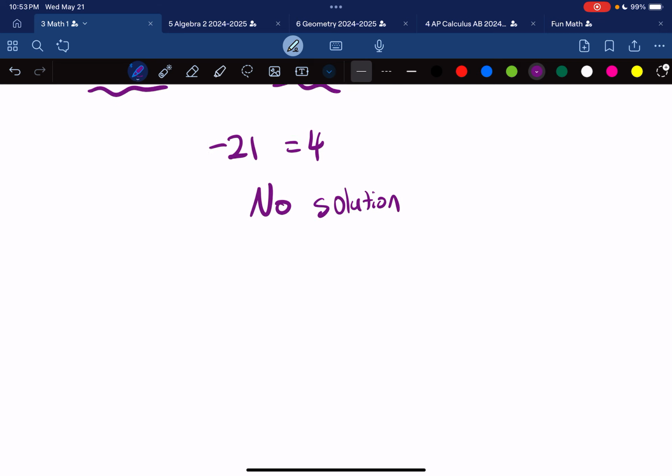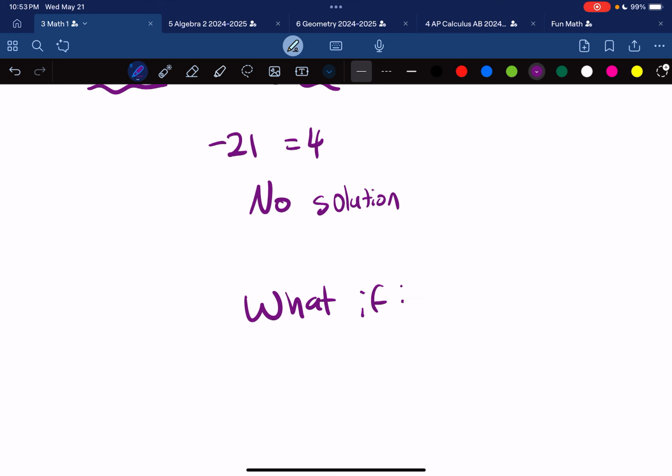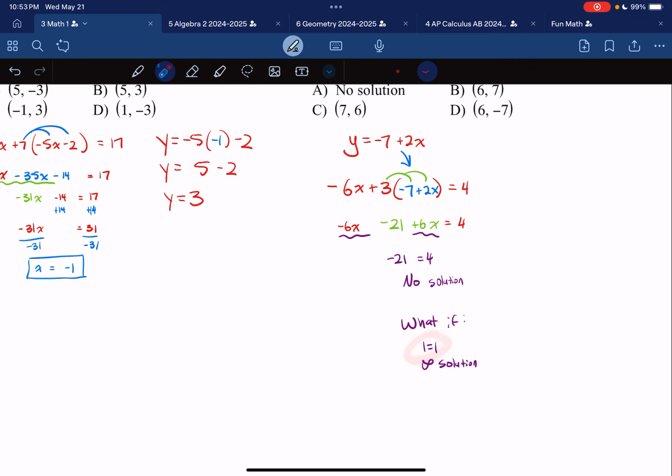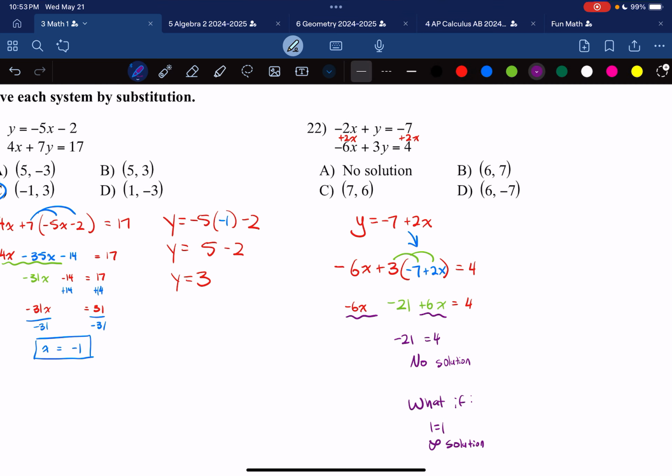Let's go ahead and play the what if game. So here's the what if game. What if I had a number like 1 is equal to 1? Then the answer would be infinite solutions. There's only 3 scenarios. You'll either have a number equal to itself, a number equal to the wrong number, or an actual one variable is equal to a one number. Those are the only 3 scenarios that will happen. In this case, we had no solutions. The correct answer here is A.